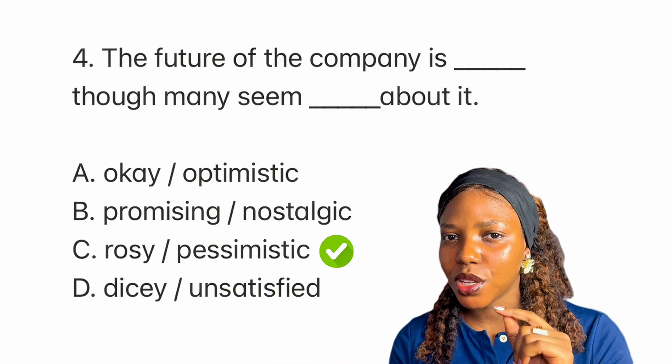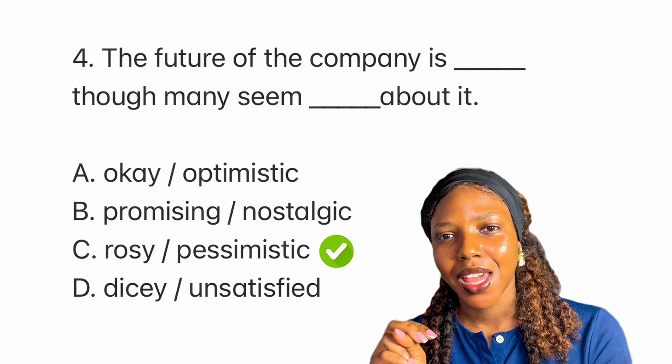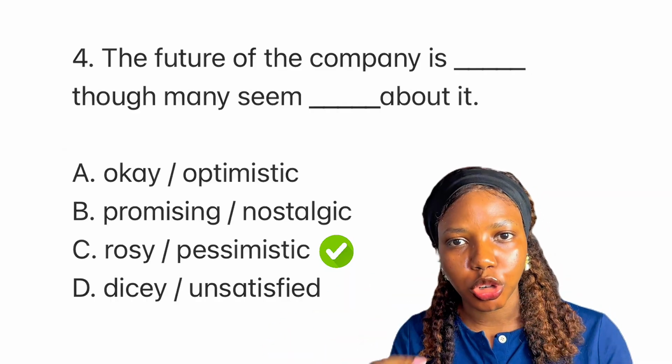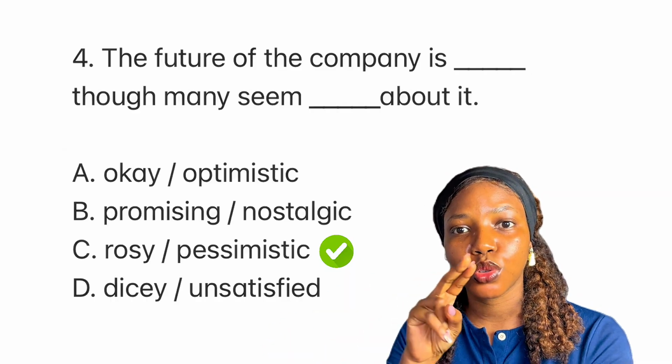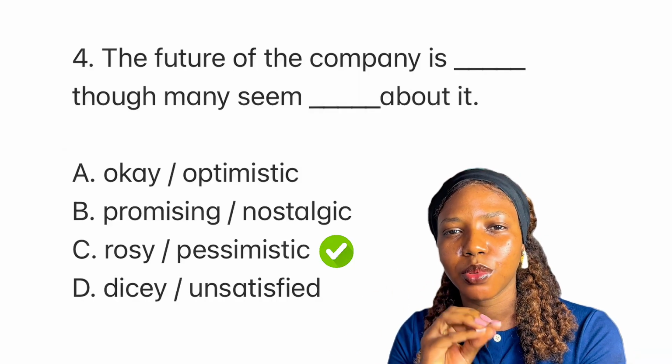Now, some of you will be quick to select option B, and that's because these two words look like they are contrasting or they have contrasting meaning. But in this context, no. Okay, they belong to two different ideas, and this is where context comes in. Now, let me give you a simple example.